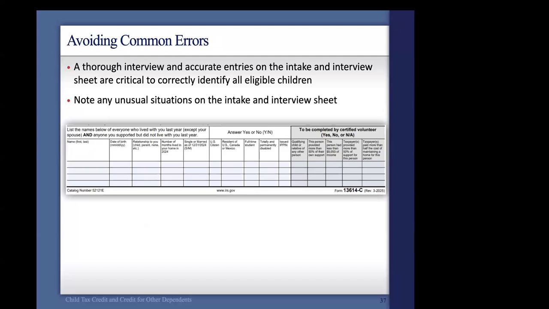Avoiding common errors. When considering the child tax credit or credit for other dependents, it is critical to interview the taxpayer thoroughly and complete the dependent section of the intake and interview sheet to correctly identify eligible children or other dependents. You again want to make sure that you're entering the correct date of birth, the Social Security number, and all of that for any dependents listed on that return, so that that information is able to be pulled from the different sections in the software to calculate the necessary credits correctly.